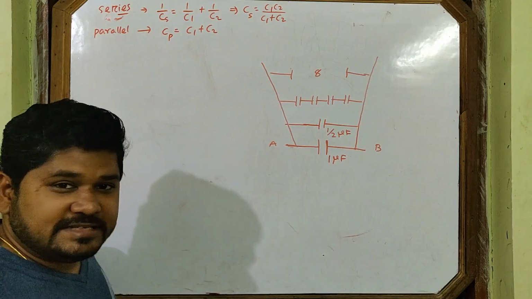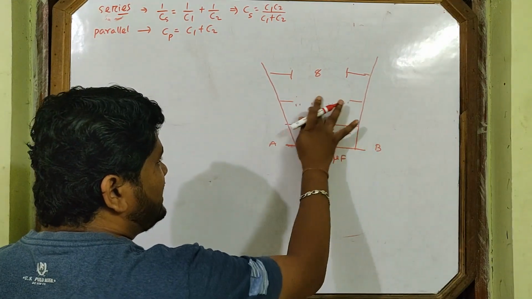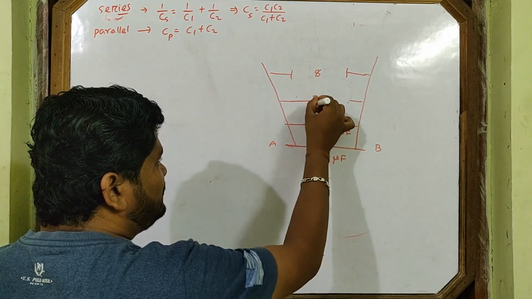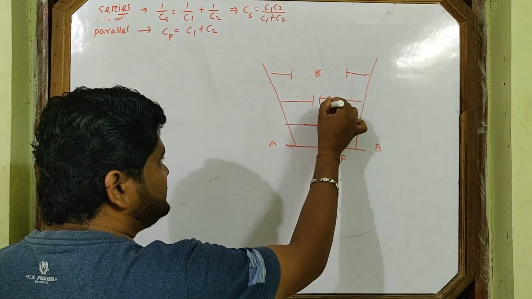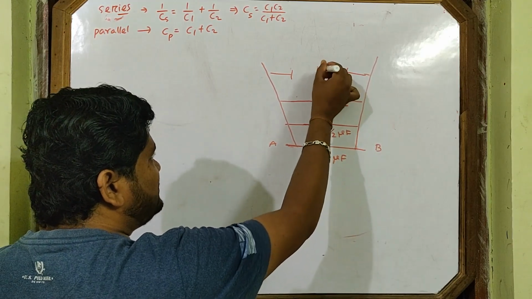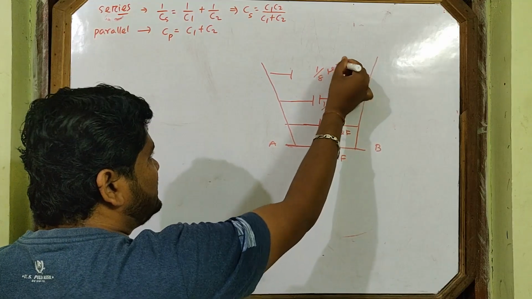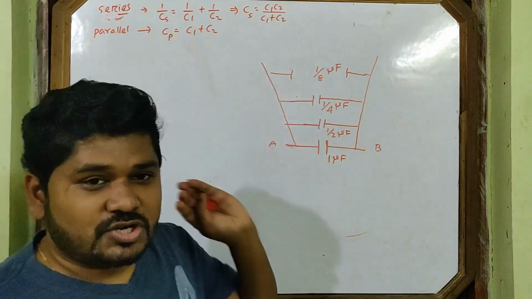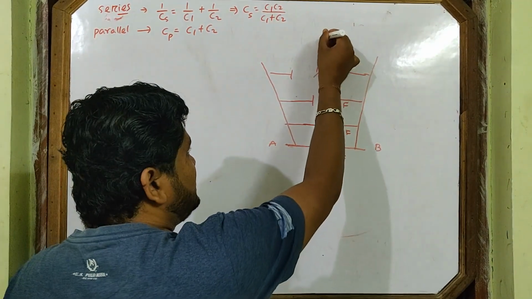These 4 are connected in series. If you solve them, you will get 1 by 4 microfarad each one. So 1 by 4 microfarad. These 8, if you solve, you will get 1 by 8 microfarad. So you first solve all branches, and it extends up to infinite.